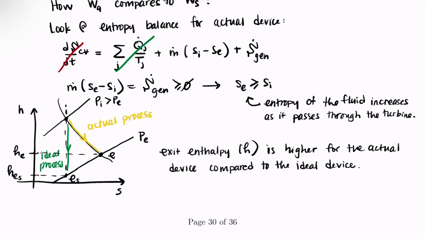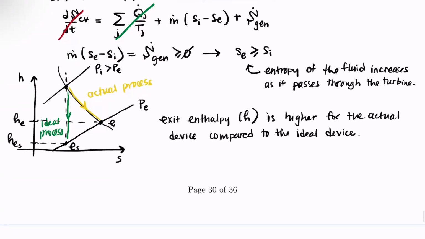Okay. And what that means then is that W dot actual is always going to be less than or equal to W dot for our idealized system, which hopefully makes sense, right? So our idealized system should be outputting more work than our actual system, right? But this is the reason for why. All right.